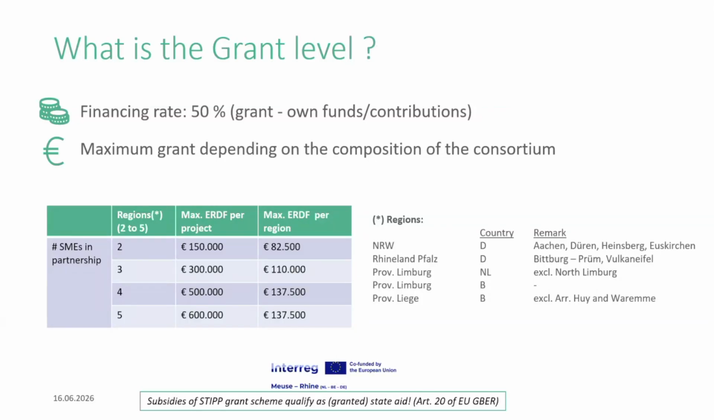On the right, you can see the regions. It's the same as the NUTS 3 codes I just shared, but here it's written down which parts are included or not included in the province we mentioned.